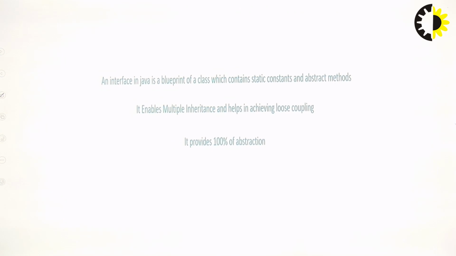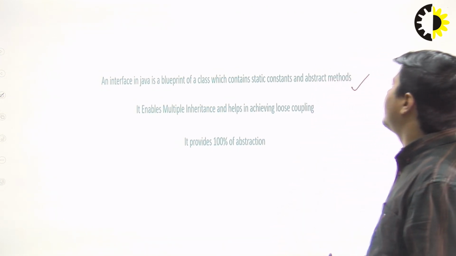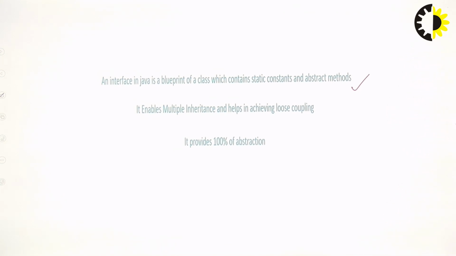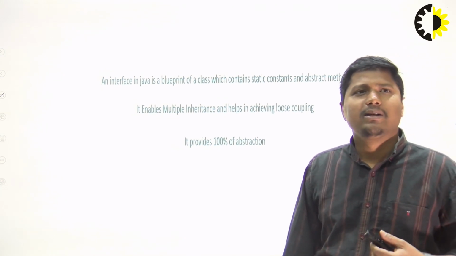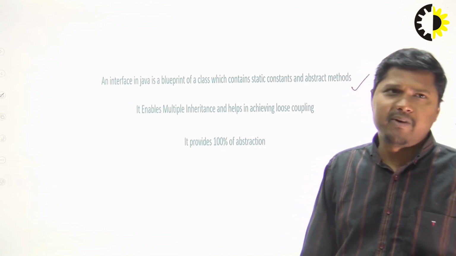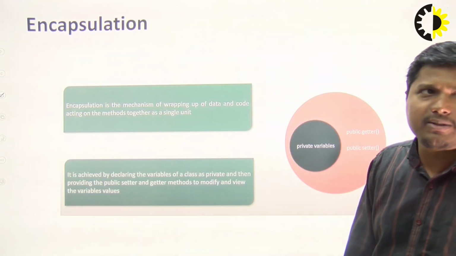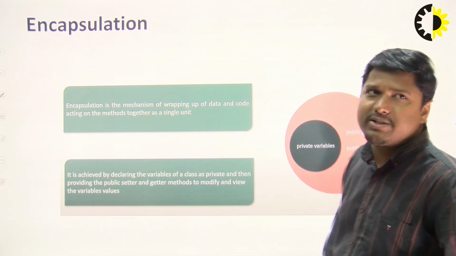An interface in Java is a blueprint of a class which contains static constants and abstract methods. It enables multiple inheritance and helps in achieving loose coupling. It provides 100% abstraction. And last is encapsulation.